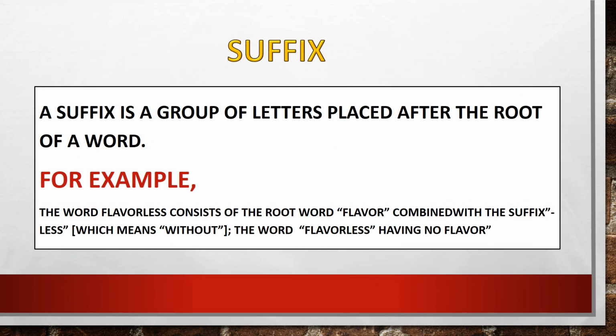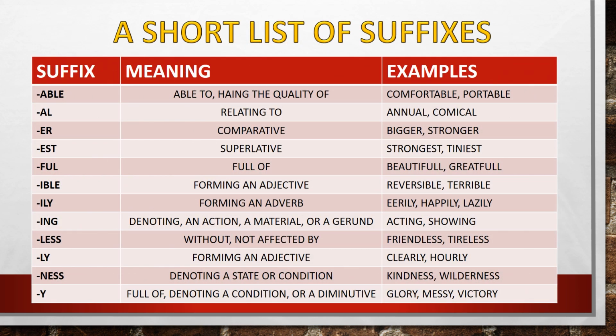A suffix is a group of letters placed after the root of a word. For example, the word flavorless consists of the root word flavor combined with the suffix less, which means without. The word flavorless means having no flavor. A short list of suffixes. Able means able to, has the quality of. For example, comfortable, portable.